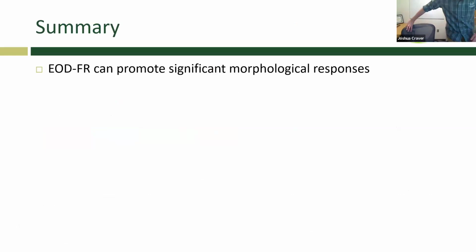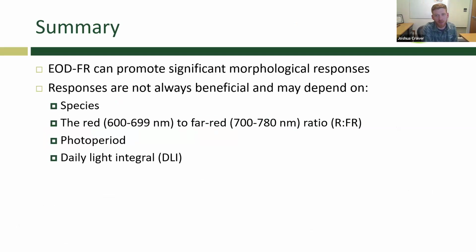One last summary point. And this is really just for growers that are looking at, what are the takeaways here and what do I now do in my greenhouse? And really, end-of-day far red we know can promote significant morphological responses. And these responses are dependent on potentially many different things. It's the species-specific response, the red to far red ratio, it's potentially your photoperiod and DLI, like Anthony was mentioning, which we've seen in his previous work as well.